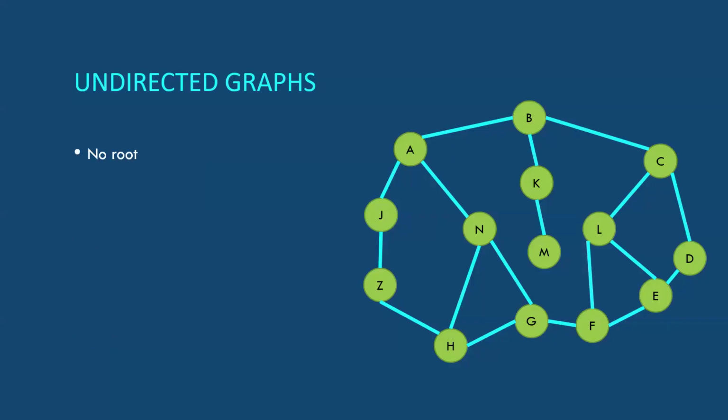But when we study the graph, there's no particular root to it, right? So it's not like a tree where we say we always start from one place. We could choose any one of these nodes to be our root and then begin our journey.